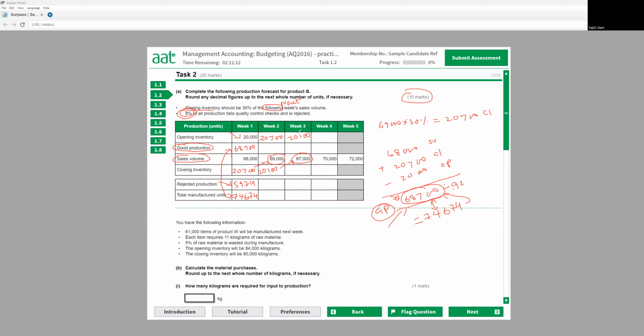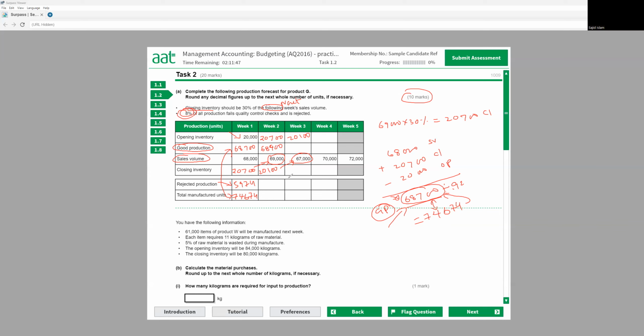So 69,000 plus closing 20,100 minus 20,700, and that will give you 68,400.